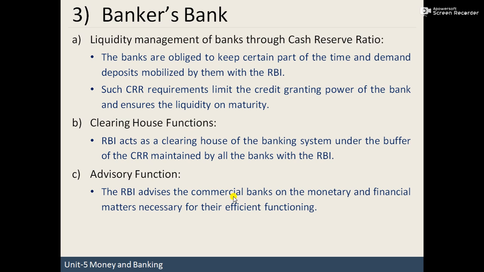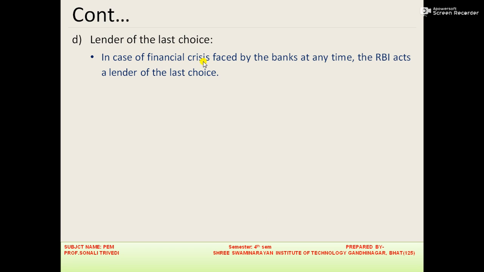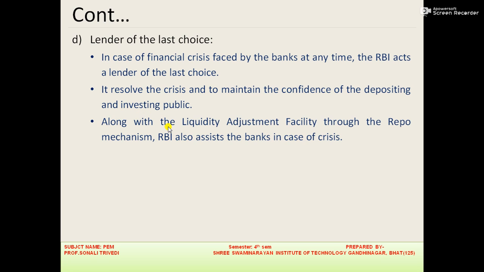The RBI advises the commercial banks on the monetary and financial matters necessary for their efficient functioning. And lender of the last resort. In case of financial crisis faced by the banks at any time, the RBI acts as lender of the last resort. It resolves the crisis and maintains the confidence of the depositing and investing public, along with the liquidity adjustment facility through the repo mechanism. RBI also assists the banks in case of crisis.